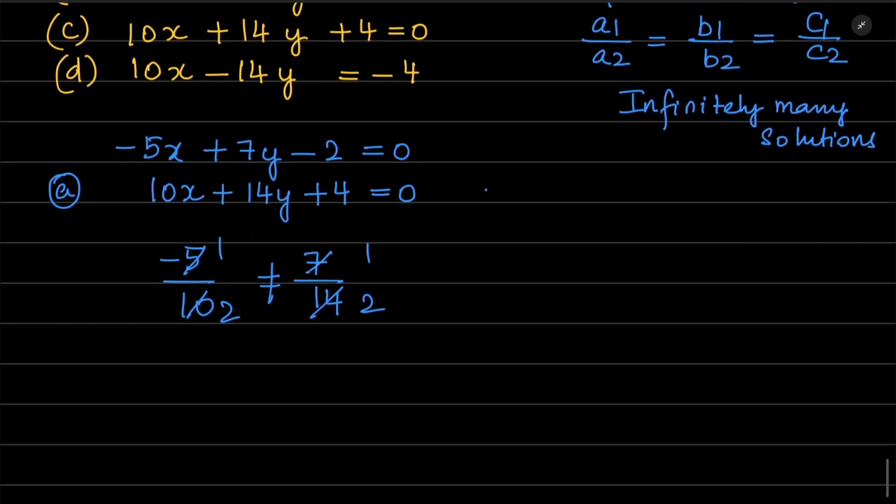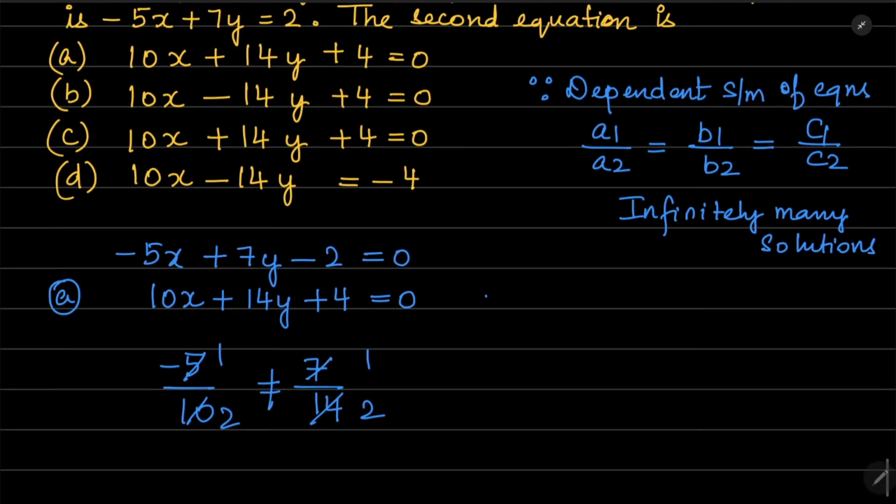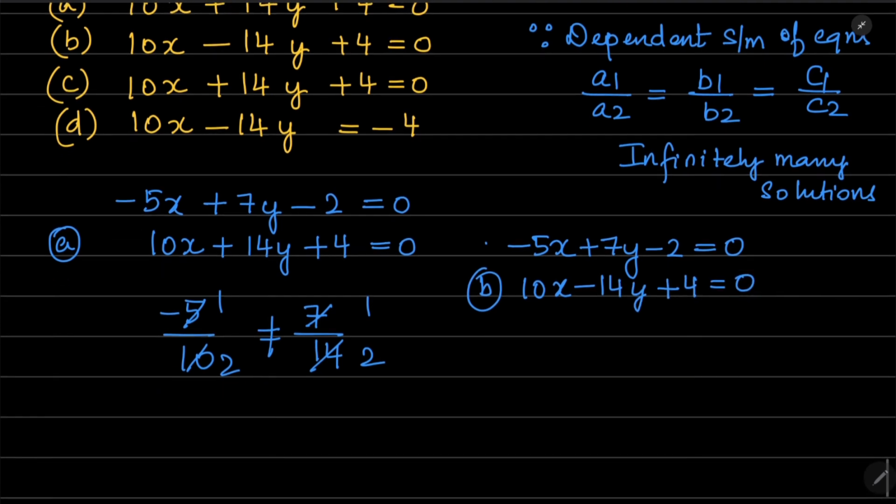Now let us take the given equation and the B condition. The given equation is minus 5x plus 7y minus 2 equal to 0. And what is your option B? 10x minus 14y plus 4 equal to 0. Here a1 by a2 is minus 5 by 10. Just cancel it, it's minus 1 by 2. What is b1 by b2? 7 by minus 14. This is also equal to minus 1 by 2. What is the third ratio?